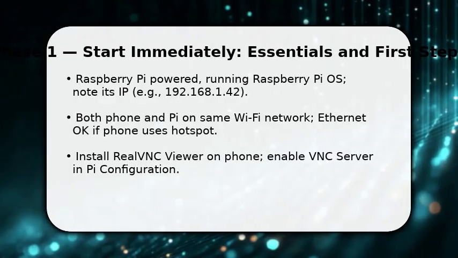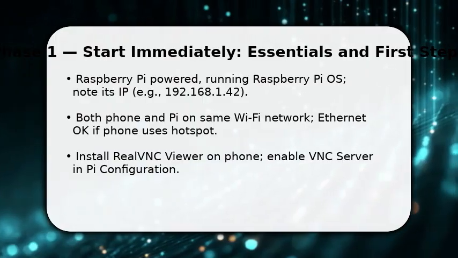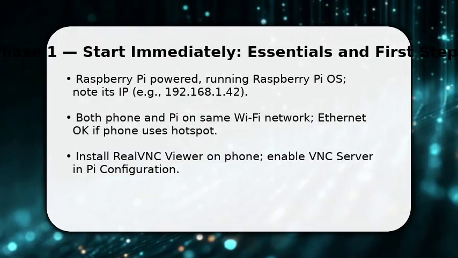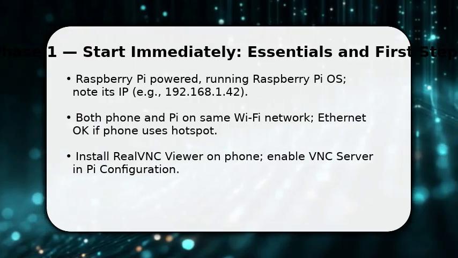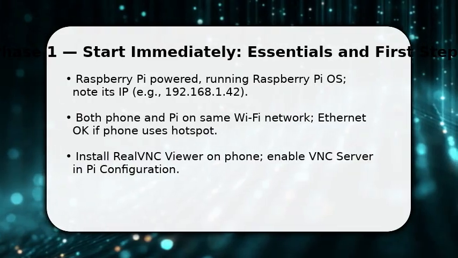You'll start by getting the Pi reachable. Power the Pi and find its IP address. You can run hostname -I or check your router. Once done, make sure your phone and Pi share the same Wi-Fi or use your phone's hotspot.